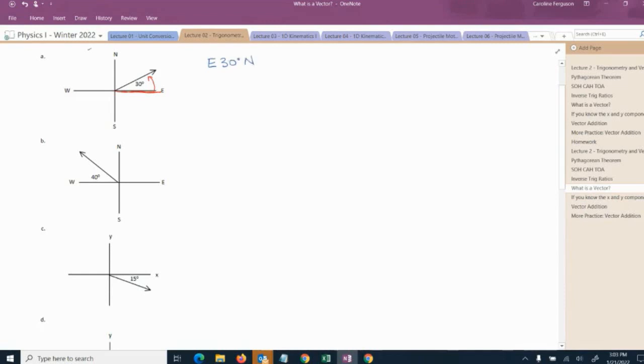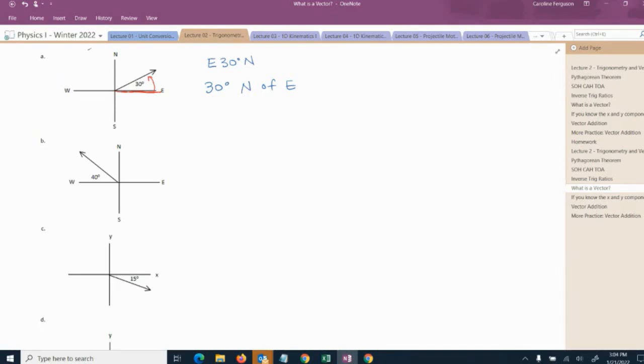On a test, you'll see a picture like this, and it will say what is the direction, and it will be multiple choice, and you'll choose the correct one. So there's two options for the answer that would be correct. One of them is east 30 north, and the other one is 30 degrees north of east. That means from the east line, you're going 30 degrees north of that, towards the north line.